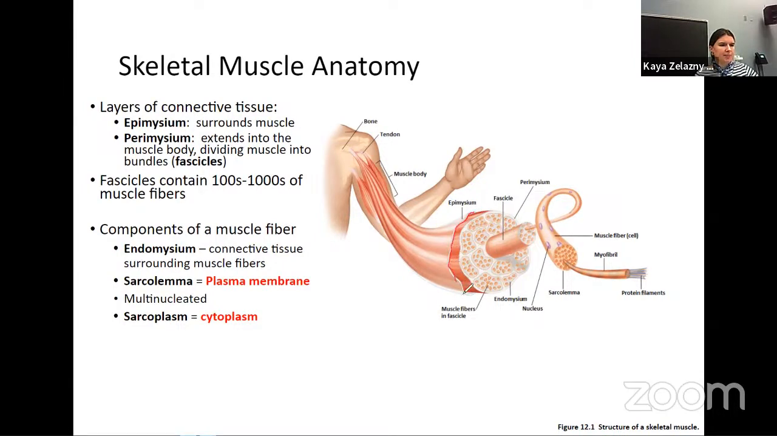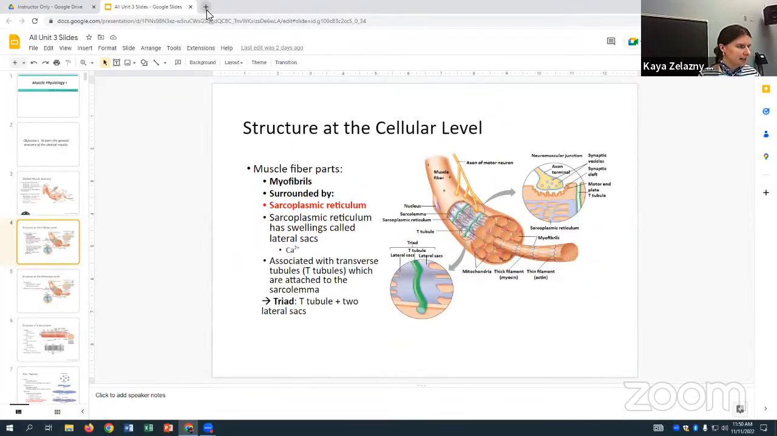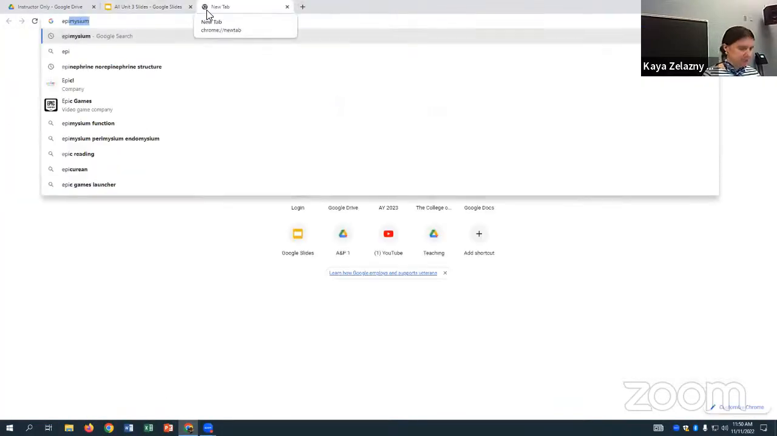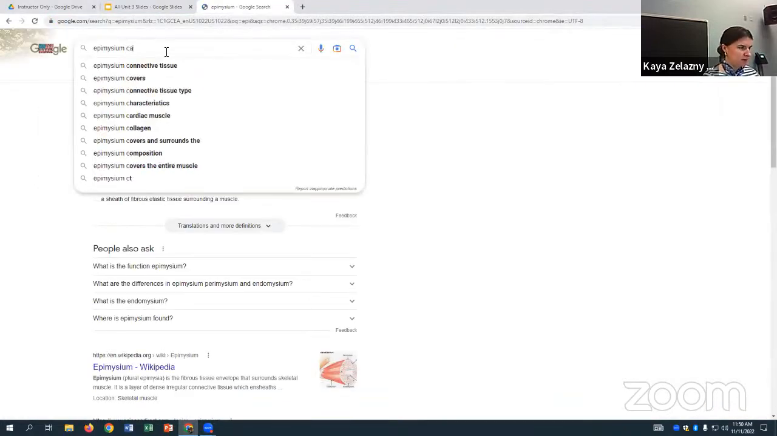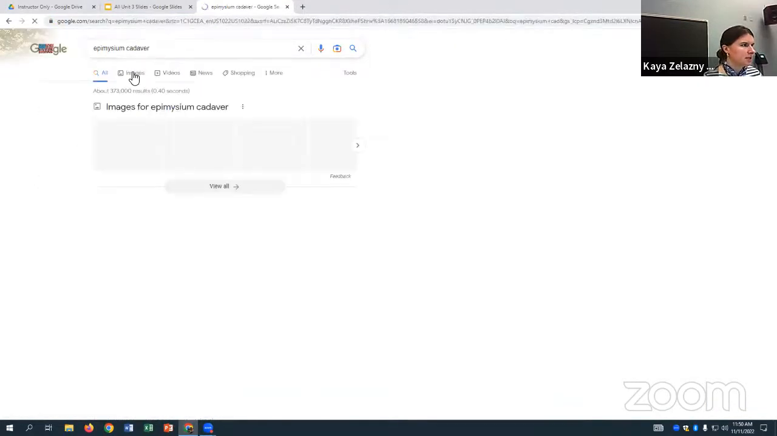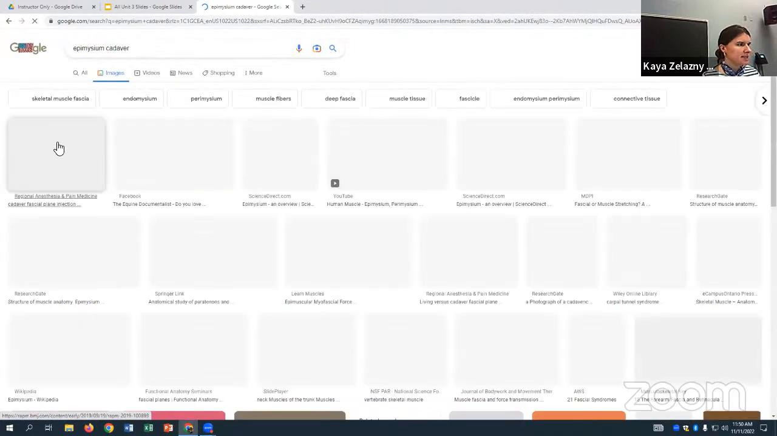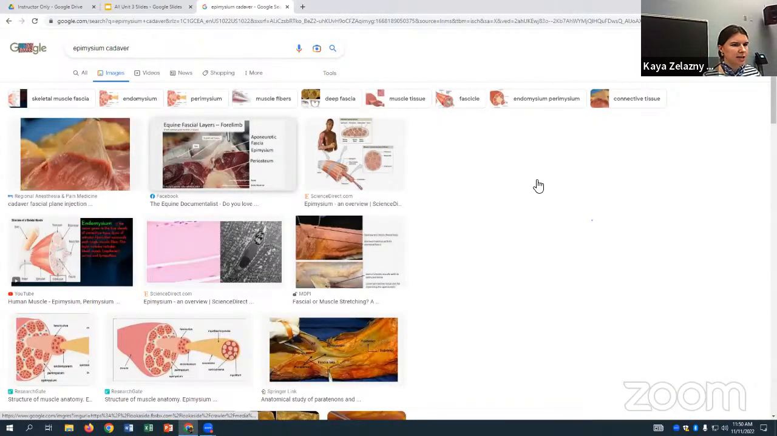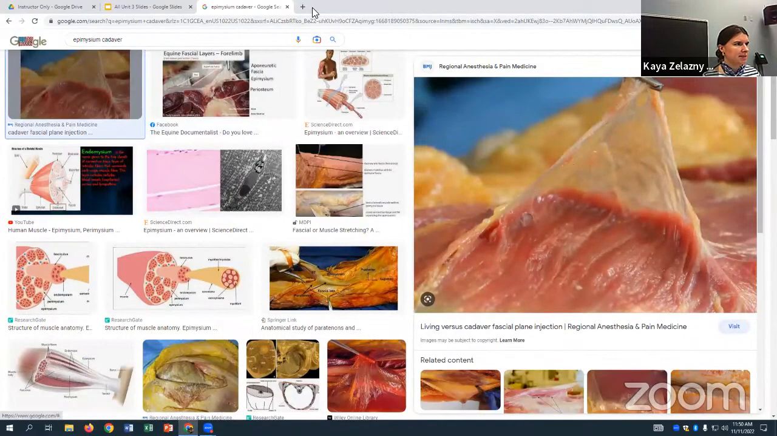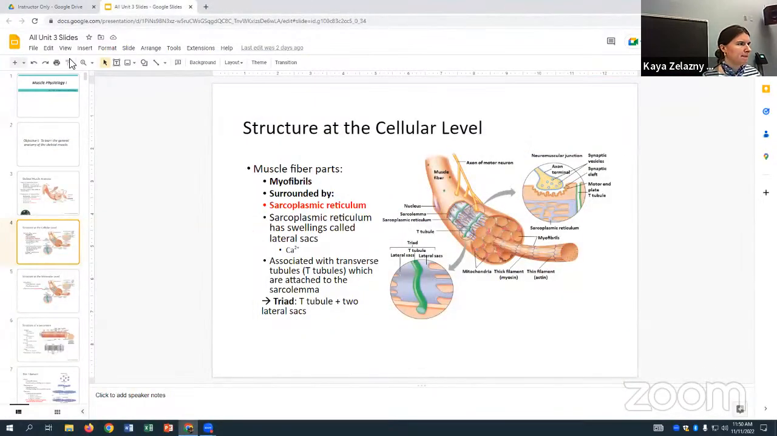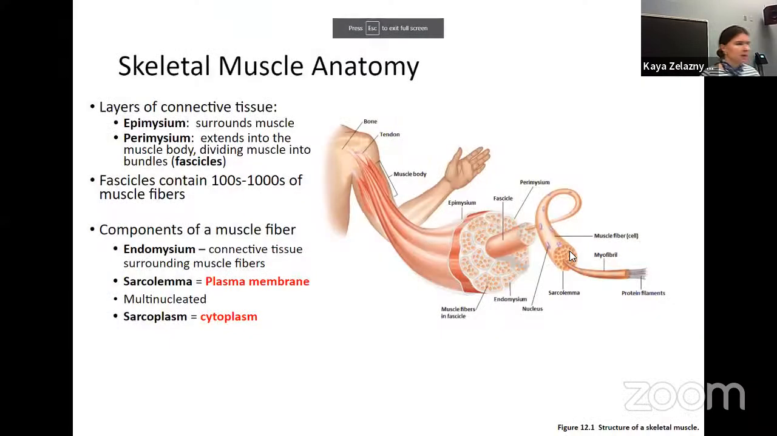And that's this here. Actually, I'm going to quickly pull this out and show you a picture of it in a real body. Epimysium. So that's the stuff around the muscle, right? That thin filmy stuff, that's the epimysium, okay? I like real pictures, okay?